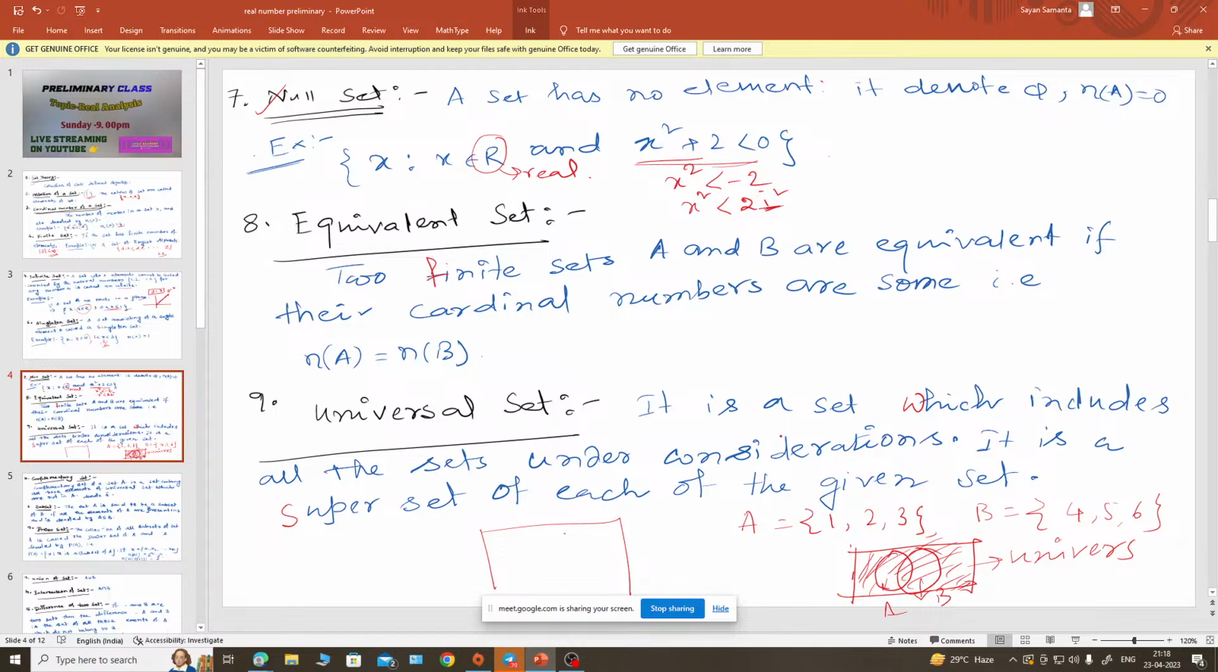If we consider a school and there are boys A set and girls B set, they are always disjoint. School is the universal set, boys is A set and girls is B set. They are disjoint. Is it clear to everyone? Now go to next page.